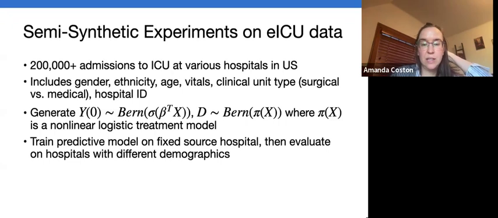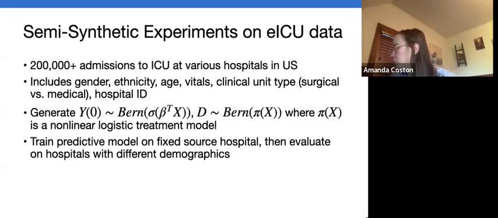And now I'll illustrate this in practice on some data from the EICU data set, still in this context of thinking about admission to the ICU. This data set consists of patient admissions across various hospitals in the ICU, so we're going to use that to define our covariate shift. The data includes gender, ethnicity, age, vitals, and an ID for the hospital.